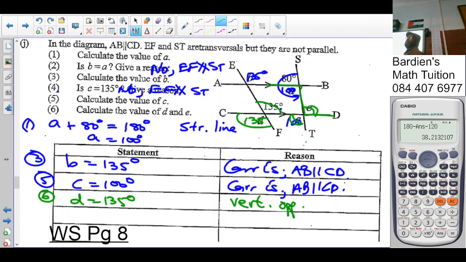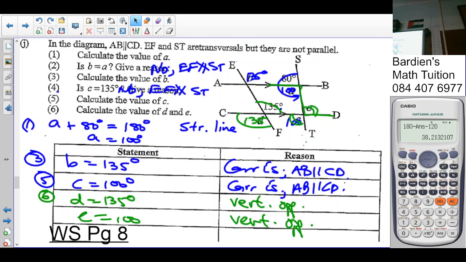You guys understand? You will see that sometimes you can apply a different theorem, but the angles will come to be the same thing. As long as you're using the theorem properly, you'll get the same answers. So E is going to be 100 degrees because it's vertically opposite. Or I could have said alternate angles with AB being parallel to CD.